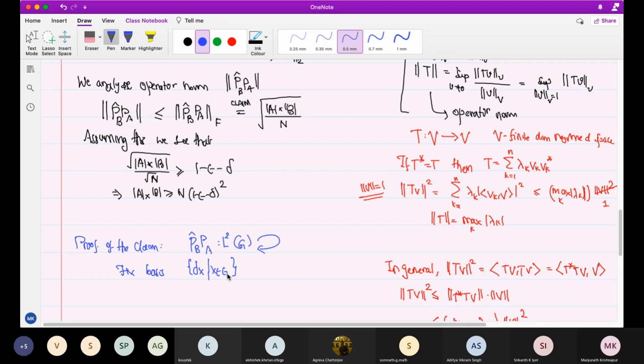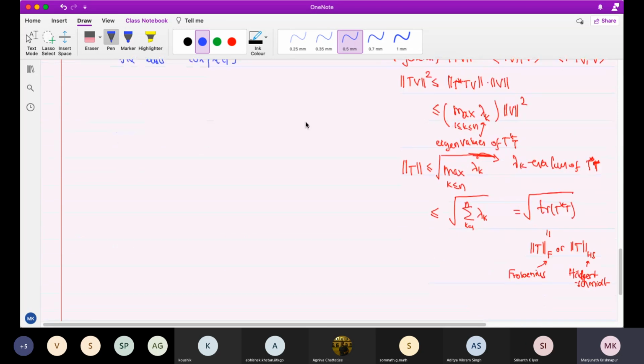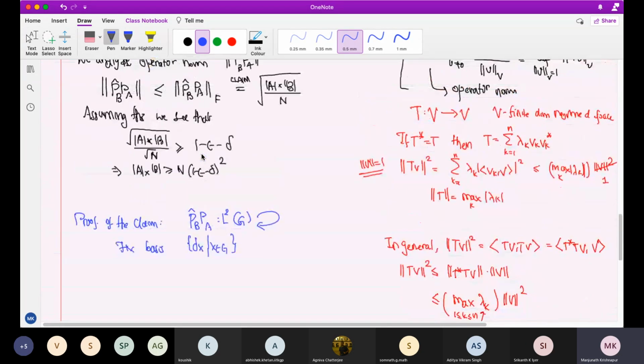So we'll calculate the trace using this basis, because the Frobenius norm is just the square root of the trace of that. So we want the trace of this. So the Frobenius norm of this, let's square it so that I don't keep writing square roots. Trace of P_B hat P_A.